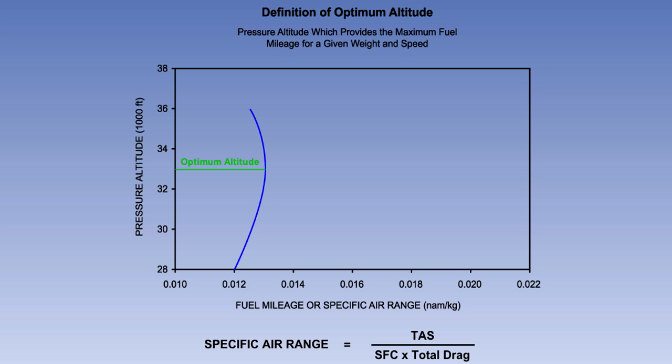This altitude is called the optimum altitude. It is defined as being the pressure altitude which provides the greatest specific range, or fuel mileage, at a given weight and speed. Flying higher or lower than the optimum altitude will decrease the range of the aeroplane.